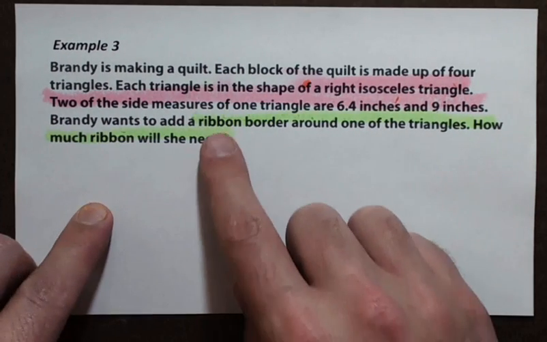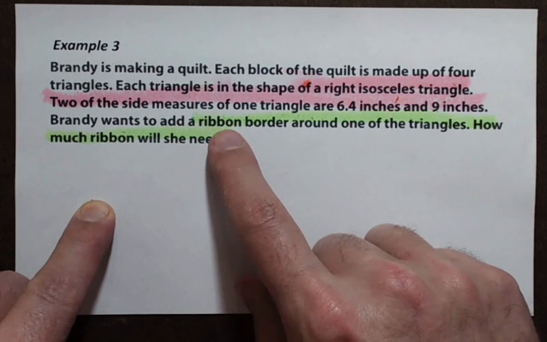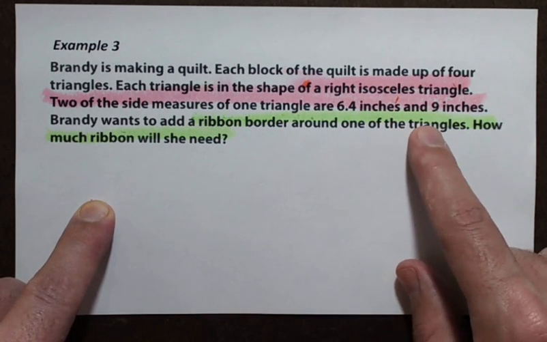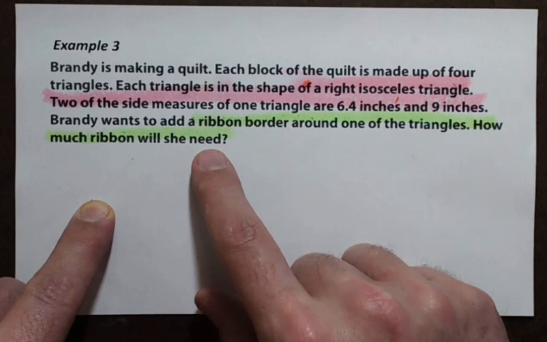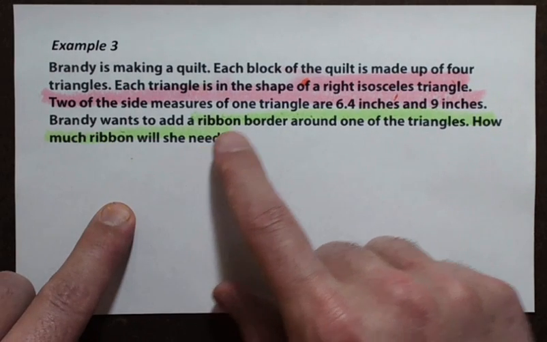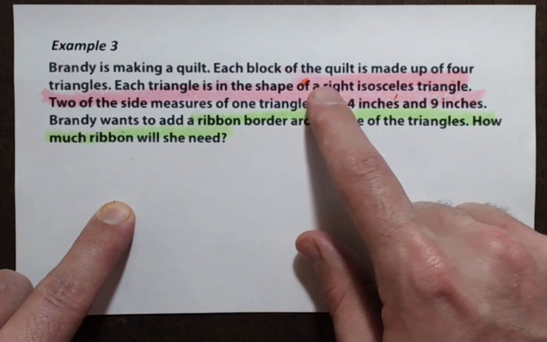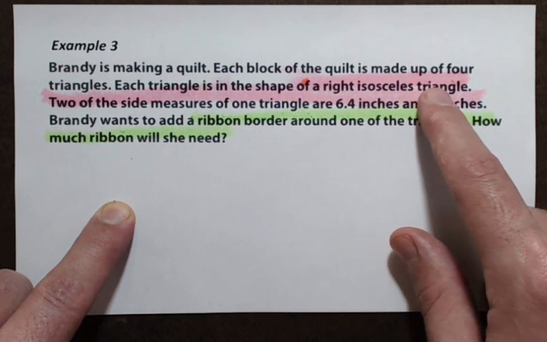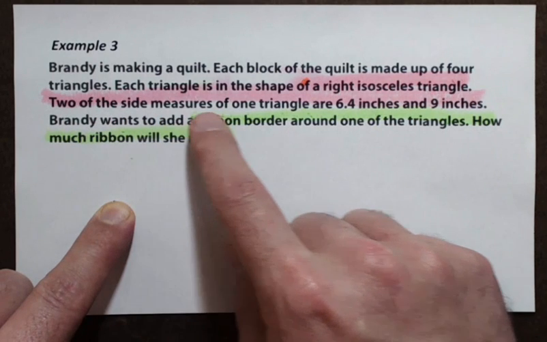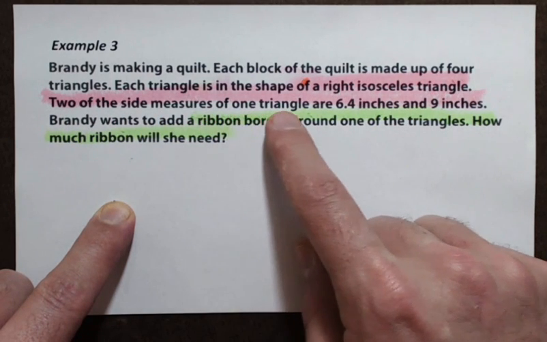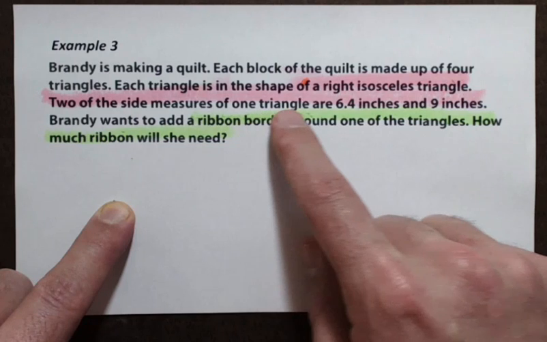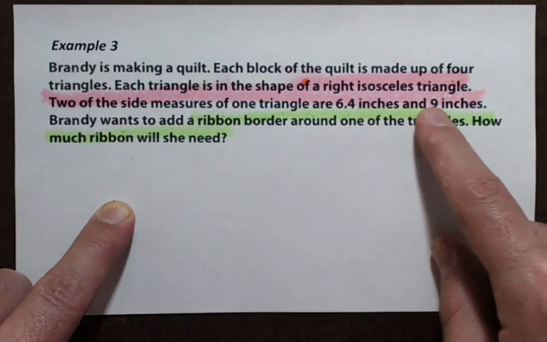Okay, in green I've highlighted the problem. We have a ribbon that's going to border around one of the triangles, and we want to know how much ribbon she will need. The pink are the clues. We know that each triangle is in the shape of a right isosceles triangle, and that two of the side measures of one triangle are 6.4 inches and 9 inches.